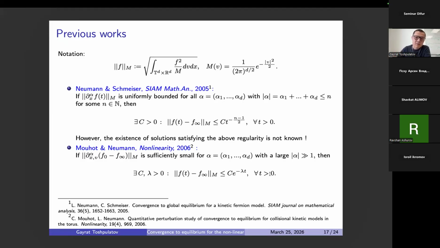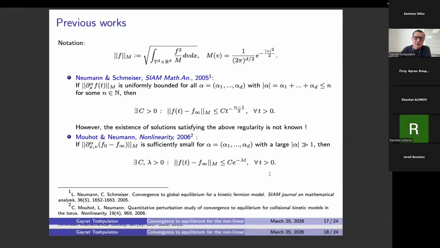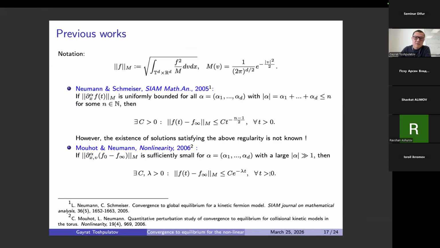Again, this has to be small for every alpha whose absolute value is sufficiently large. This is a very strong condition, alpha goes to infinity. But in practice it is not a priori impossible, because you can find many initial data which satisfy this. It's possible to find this F0. And alpha also, right?